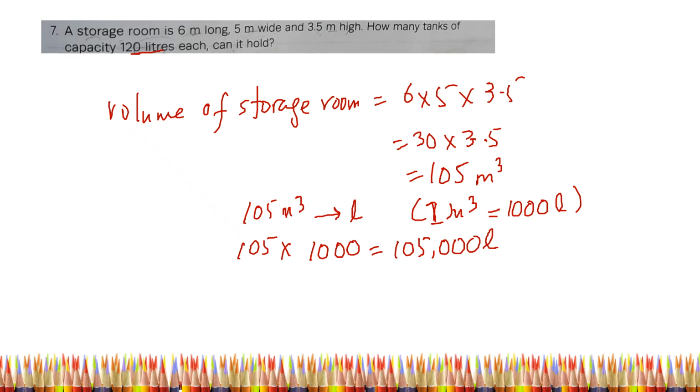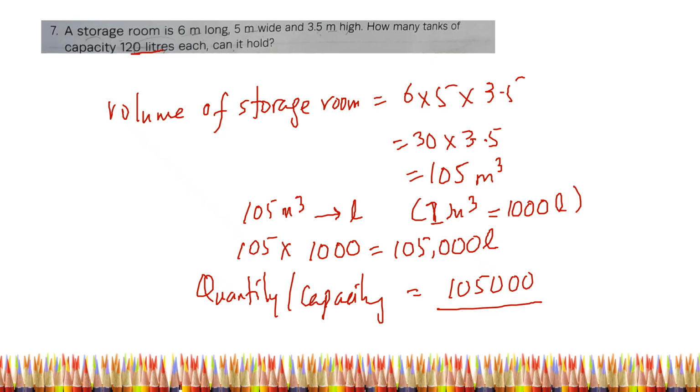Now this is converted into liters. Again we have to find the quantity, or you can say capacity, which is equal to 105,000 divided by 120. So this zero cancels with this. Now 2 6s are 12, 2 5s are 10, 2 is 4, and 2 5s are 10, and this 0. Now 5 5s are 10, 11, 12.